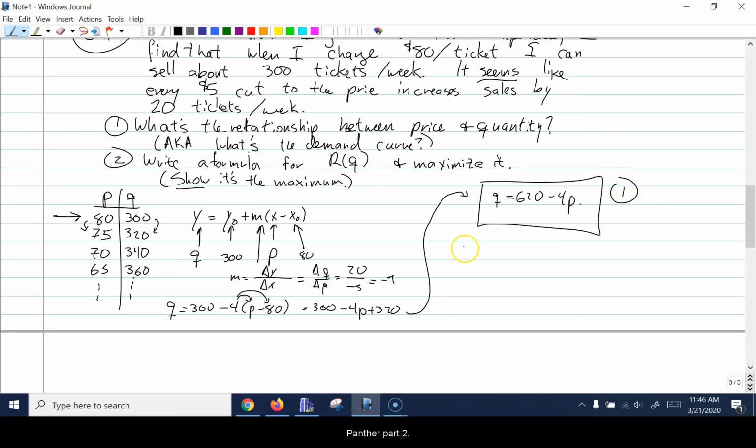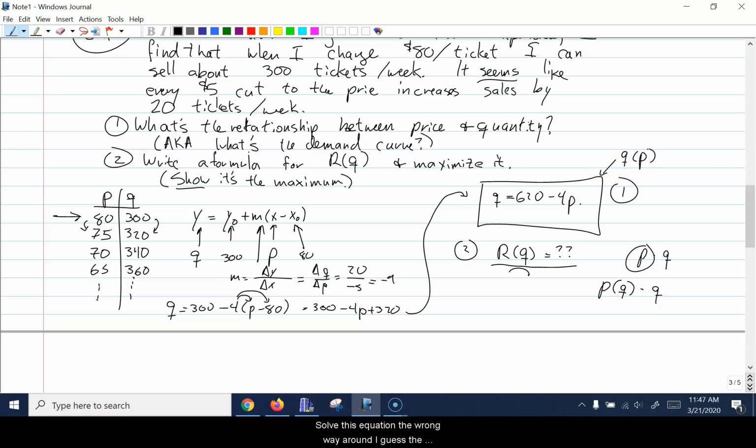To answer part 2, I want to write down a formula for R of q. And here's the place where we realize, oh no, we did part 1 wrong, because I always screw this up the first time. So how did we screw this up? If I want a formula for R of q, it's going to be p times q. I want q to be the variable that's left alone, so I need to change p. I need p of q, and I need to multiply that by q. But I don't have p of q. I have q of p. I solved this equation the wrong way around.